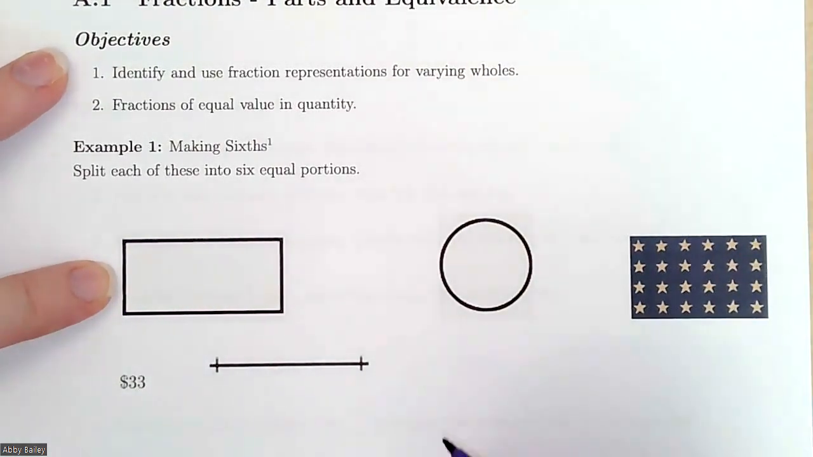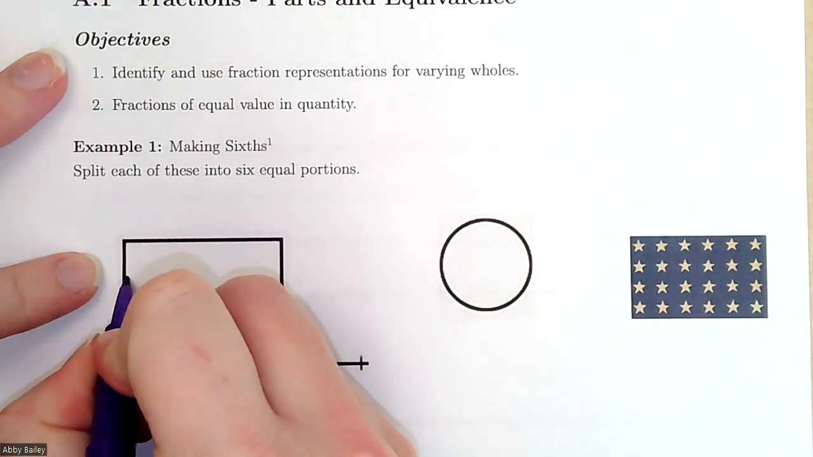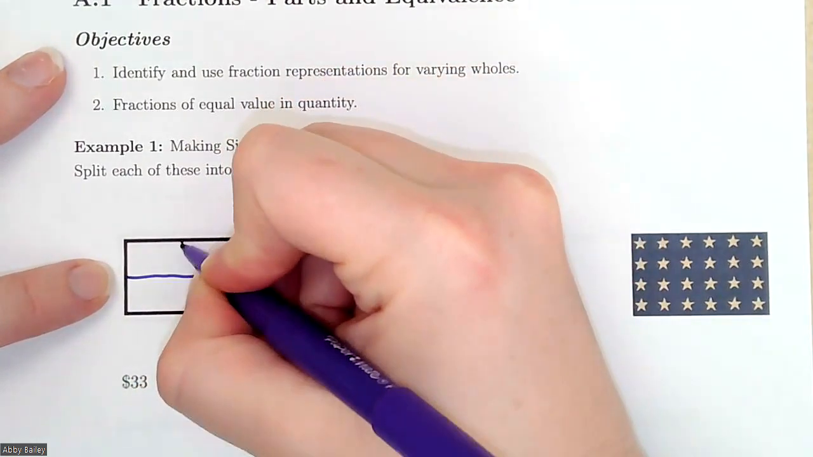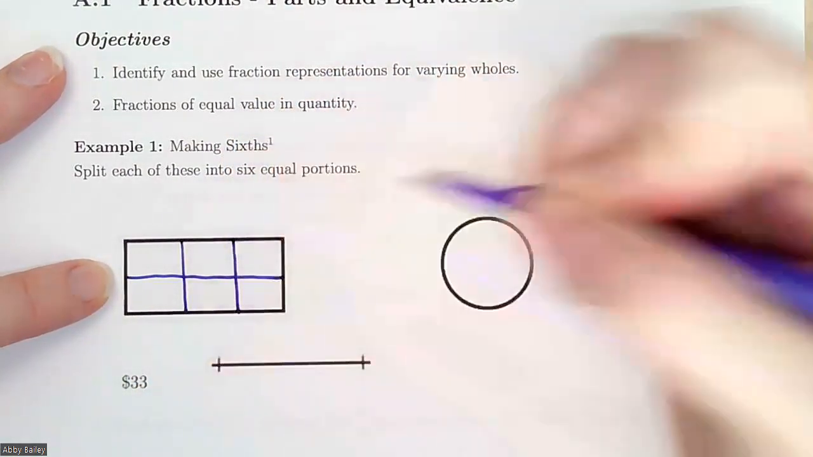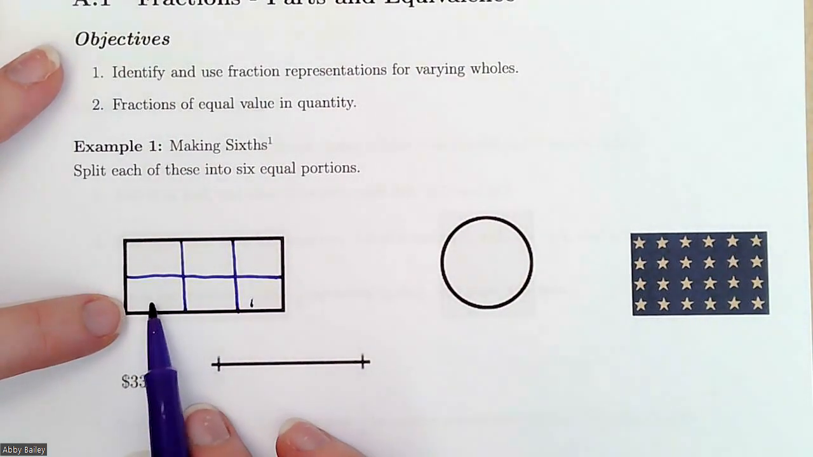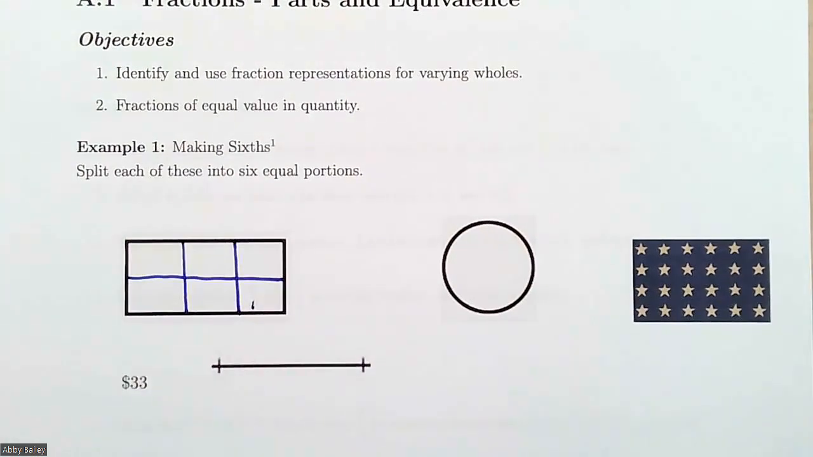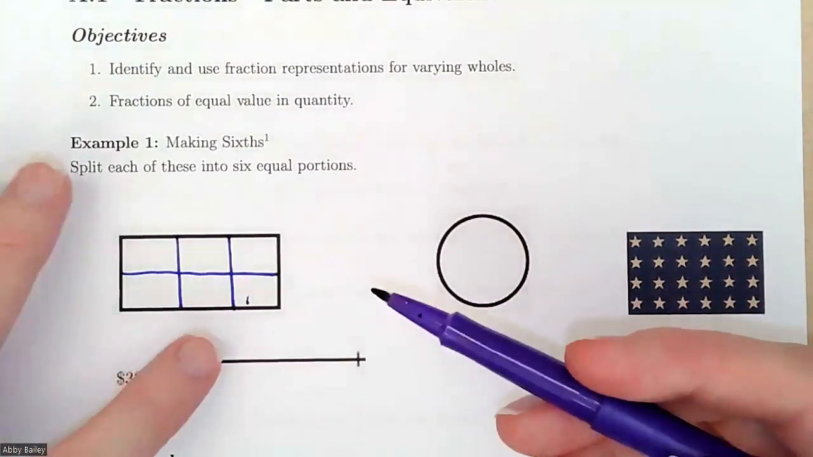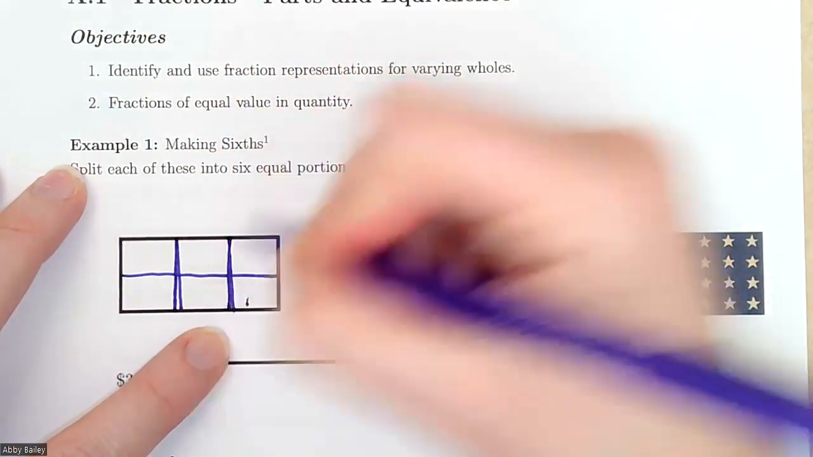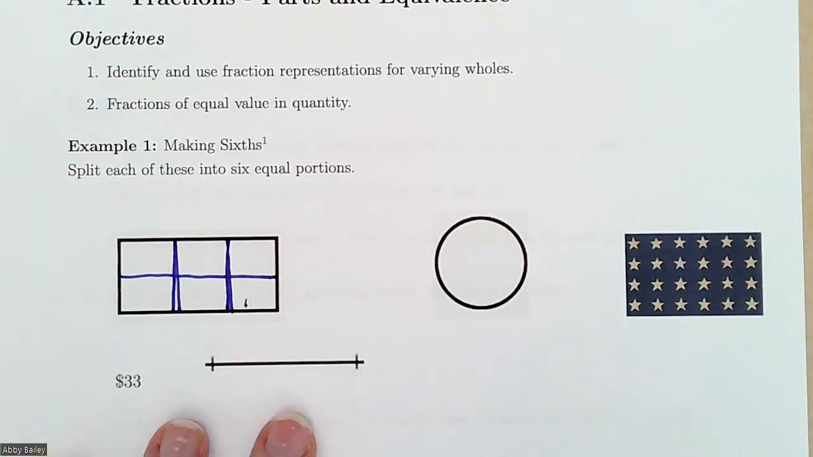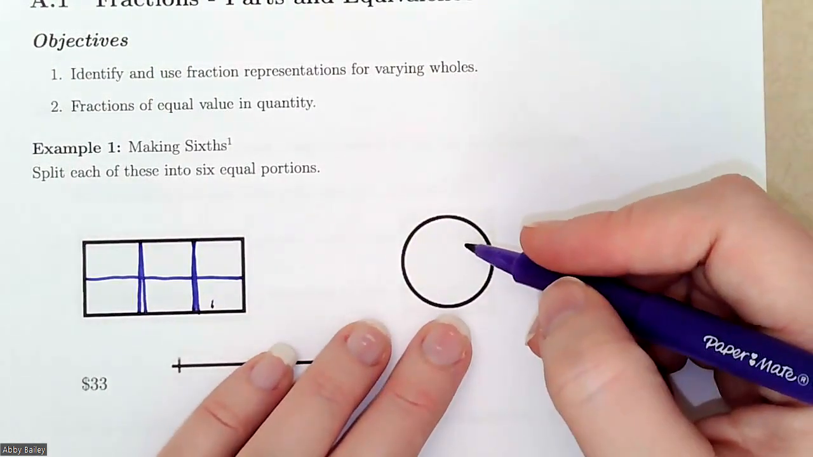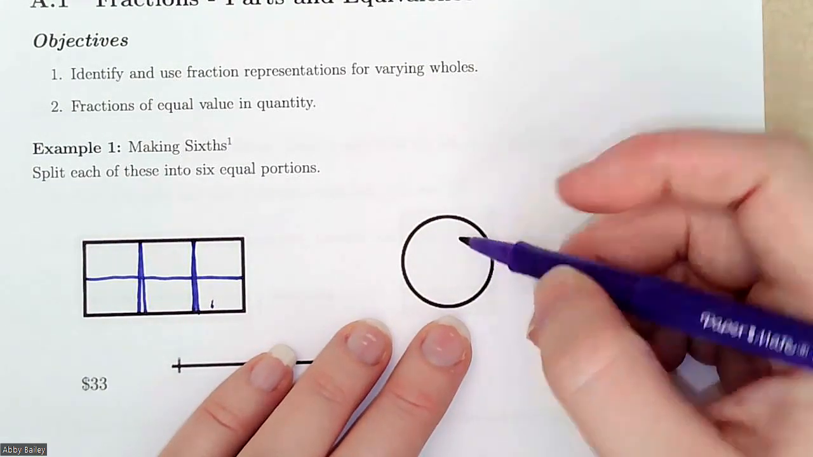Okay, so I see this whole rectangle, reminds me of a baking pan, and I'm going to do my best to try and split it into 6 equal pieces. I do feel like this one is a little smaller than that one. This is the joy of using marker when doing this. Okay, so really maybe like that. 6 equal portions.